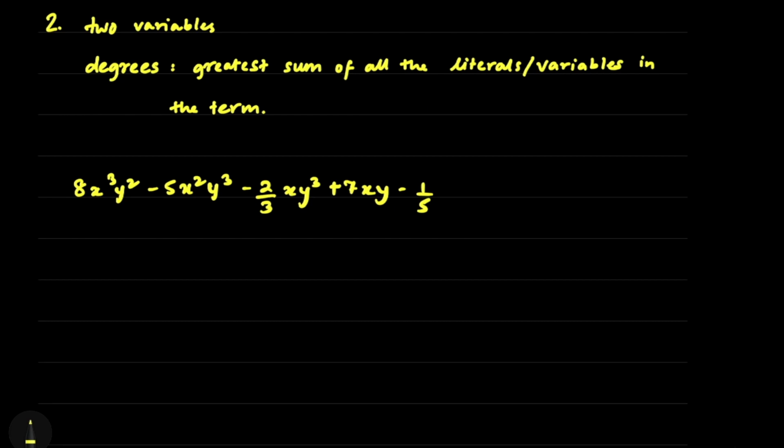The first term, 8x cubed y squared, would be 3 plus 2, that is 5. For 5x squared y cubed, it would be 2 plus 3. For xy cubed, it would be 1 plus 3. For xy, it would be 1 plus 1. And the next one, with no variables, would be 0. So the degrees are 5, 5, 4, 2, and 0. And that's how polynomials in two or more variables work.